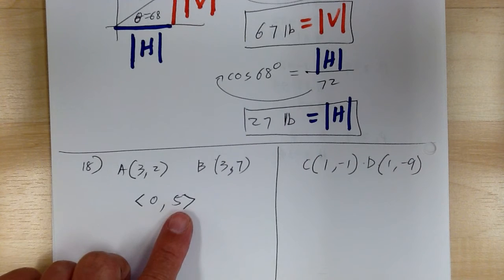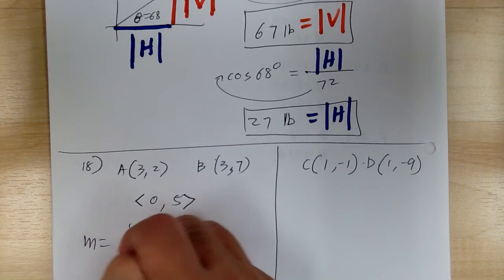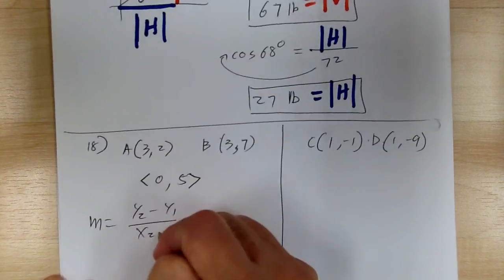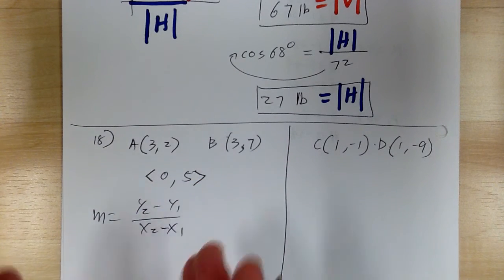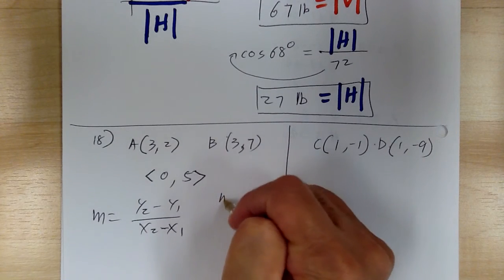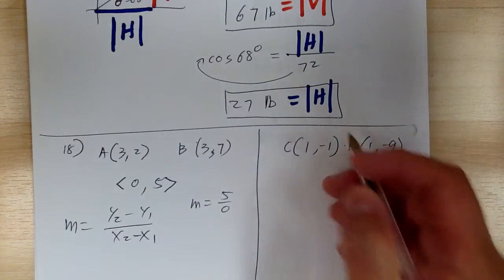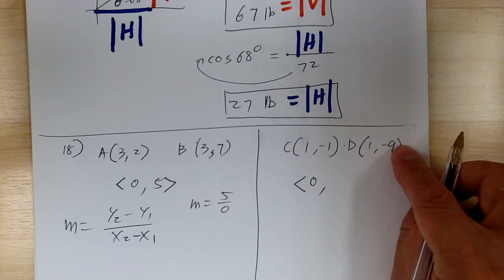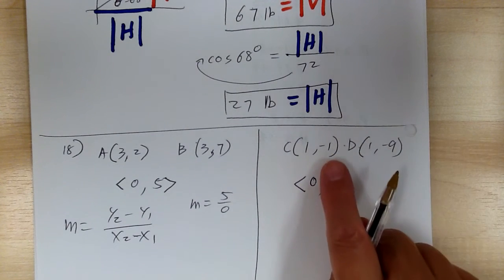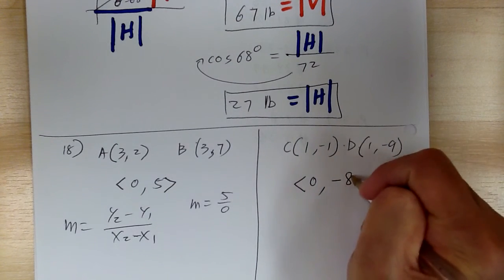This will give you the slope. In this case, the slope would be 5 over 0. Again, this is your y2 minus y1. Remember the slope equals y2 minus y1 over x2 minus x1. So in this case, the slope equals 5 over 0, or it's undefined. Now over here, 1 minus 1 gives you 0. Negative 9 minus negative 1 will give you negative 8.